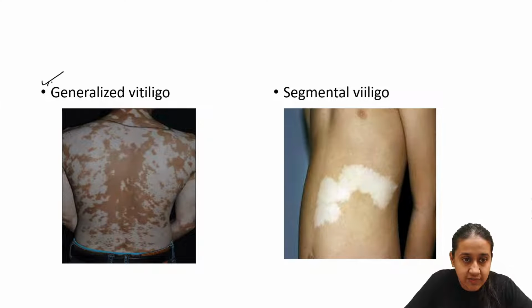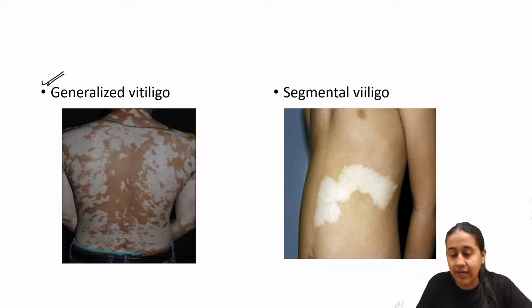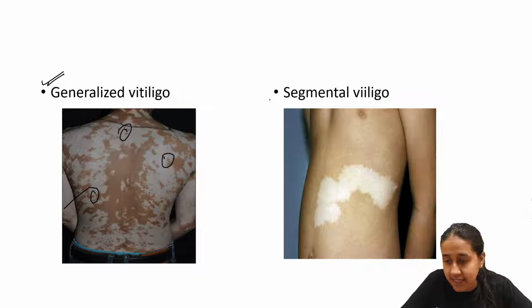So this is a generalized vitiligo where you have more than one segment or area getting involved. But if you have only small areas, then it is known as focal. This is a case of segmental vitiligo.